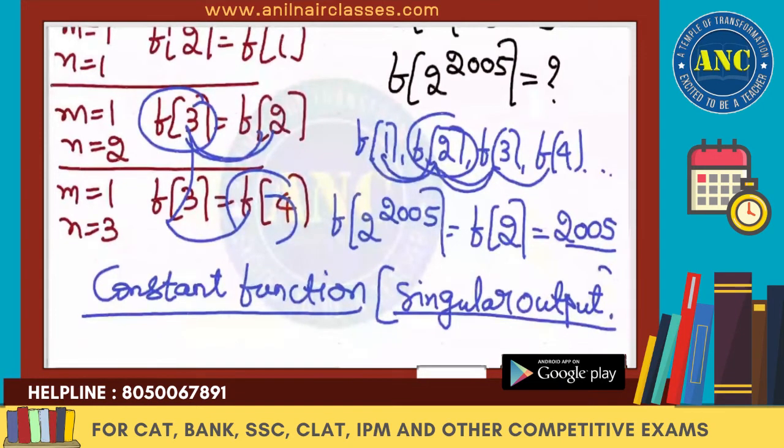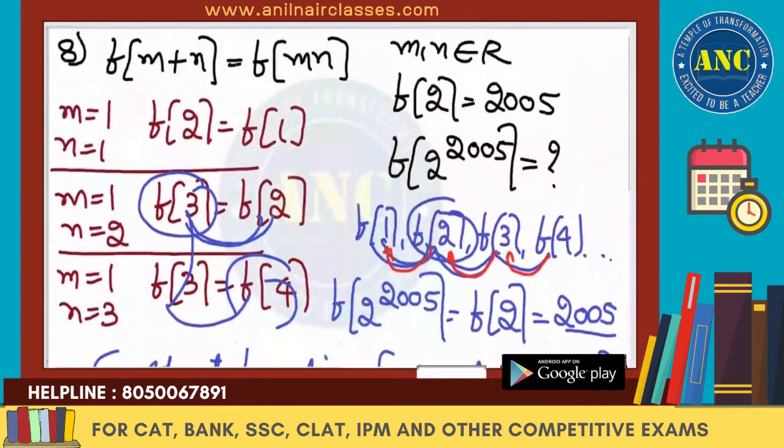Singular output. F of 1, f of 2, f of 3, f of 4. F of 2 will be equivalent to f of 1. F of 3 will be equivalent to f of 2. F of 4 will be equivalent to f of 3. So if the function is f of m plus n is f of mn, f of 2 is 2005. If I substitute the values, f of 3 is becoming f of 2, f of 4 is becoming f of 3, and so on. I hope it is clear, right, sir? Idea is clear. Next, ninth question.